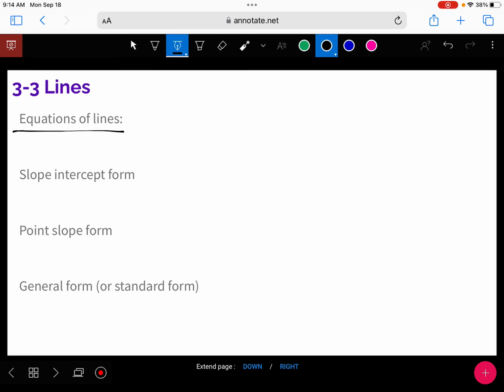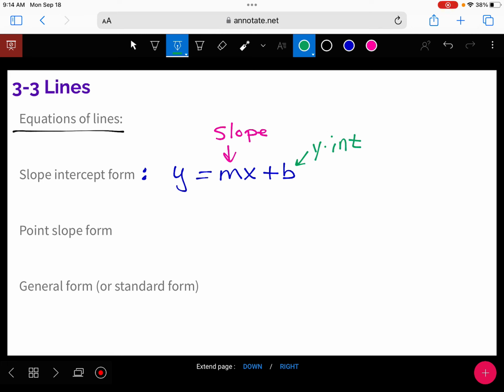So equations of lines is what we're talking about. We have 3 forms here for our equations. What is slope-intercept form? What does the M stand for? Slope. What does the B stand for? The y-intercept. We've worked with that one for forever.